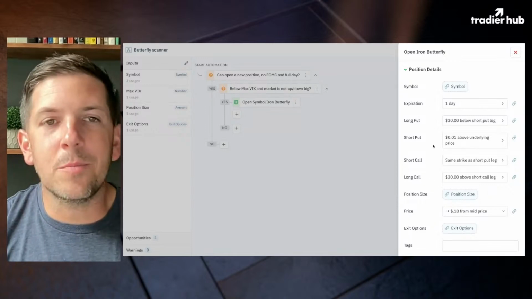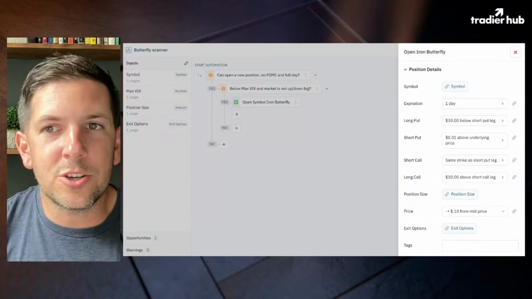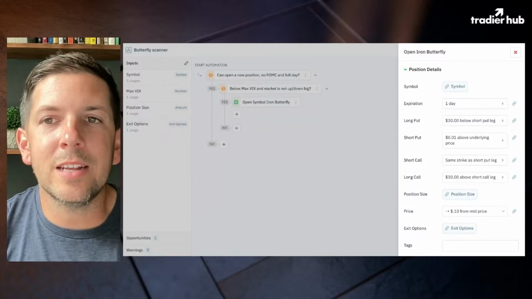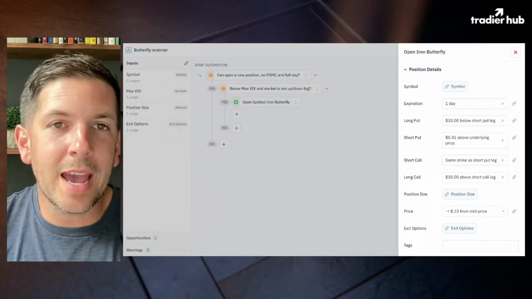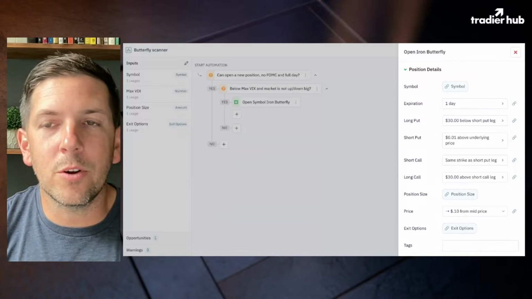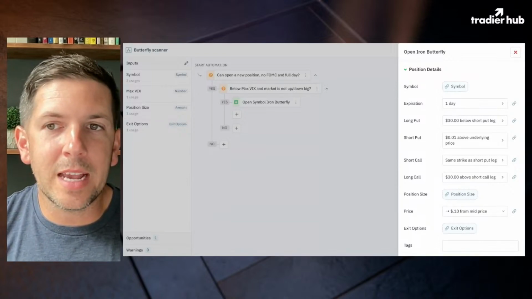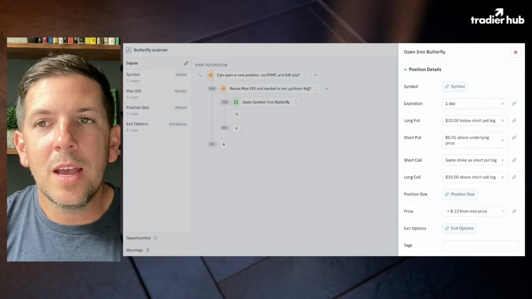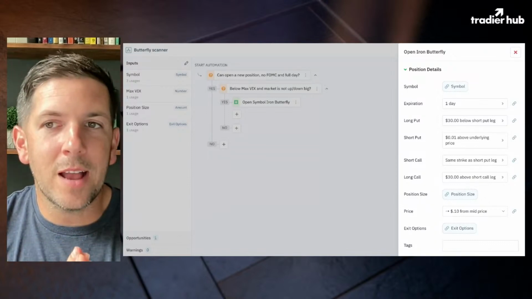Now, this is a little bit different because we're going to tell the bot, okay, this is the actual position you're looking for, but only get into it if you can collect a certain amount of premium or you get a certain reward to risk ratio that you're looking for, which is a little bit different than using trade ideas. You could certainly, in many cases, use trade ideas if you wanted to, but we know that we want to get into a nice, big, wide iron butterfly position.